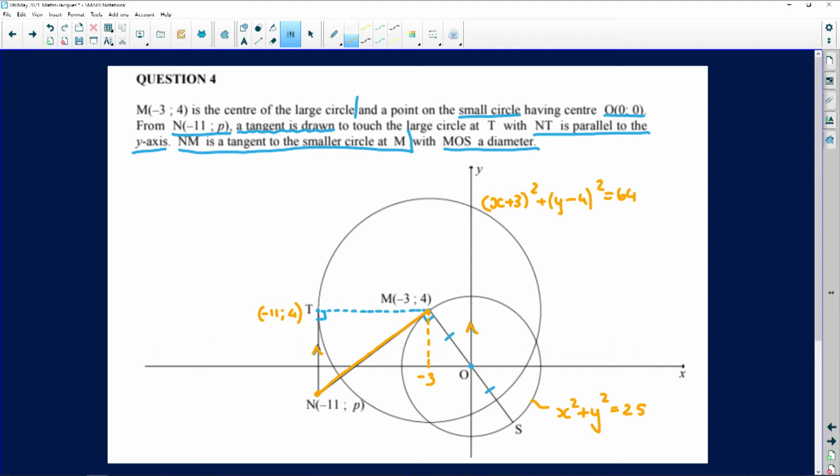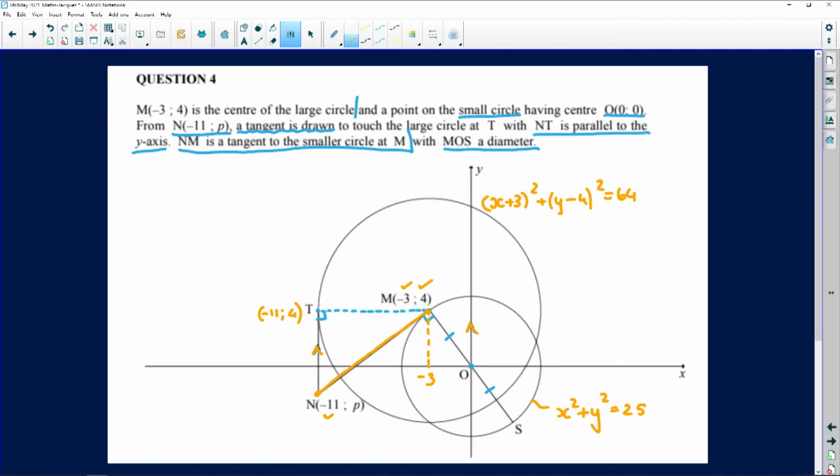Okay, now if we want the equation of NM, we've got the point M, we've got the x value of N. We absolutely do not have P, which is the y value of that point. And I don't think we can try and get to it, because there's a radius of 8 here, and there's a vertical distance here. Okay, the vertical distance is 4 minus p, so sorry. There's no way for us to find p. We need to find another way to find that equation.